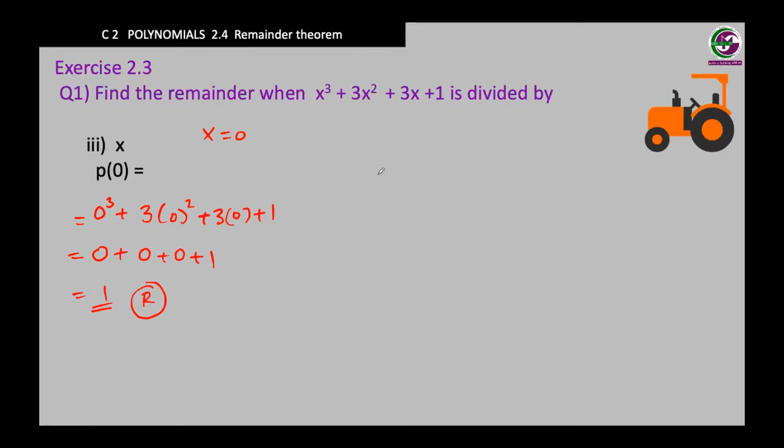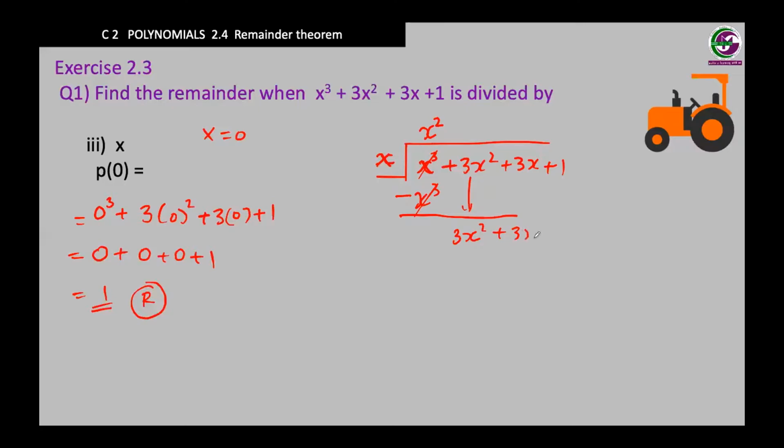Let's see what will be the answer when we do the long division. Of course, it should be the same, but how to work on it. When you are asked to show your work or to explain how you get the answer, you have to do it this way. Plus 3x squared plus 3x plus 1. X cubed divided by x is x squared. X multiply x squared is x power 3. Now we subtract. X cube and x cube get cancelled. We take the terms down, all of them.